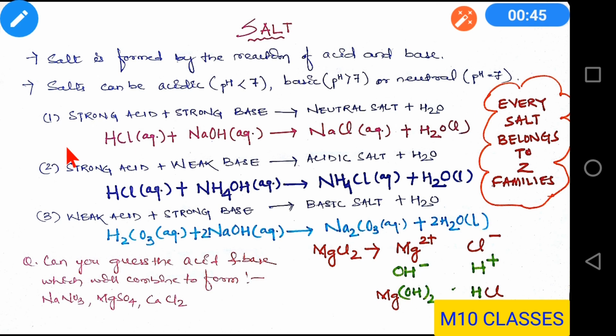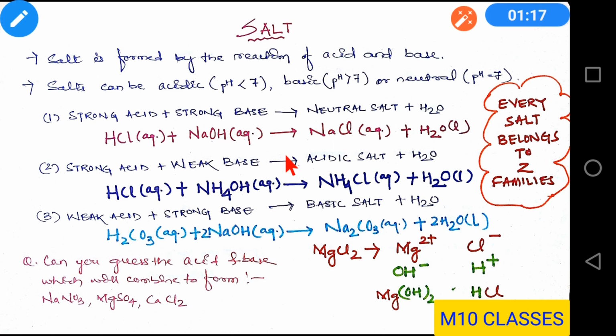Now see, your acid and bases can be strong or weak. So you can get the combination of strong acid and strong base, strong acid and weak base, and weak acid and strong base. Now let us see the first case. Strong acid and strong base. Here HCl, hydrochloric acid, is a strong acid and NaOH, that is sodium hydroxide, is a strong base. And the result here is sodium chloride plus water, and sodium chloride is a neutral salt.